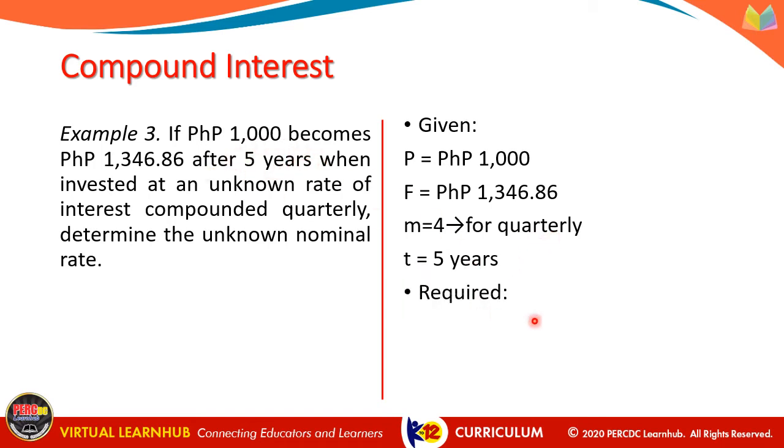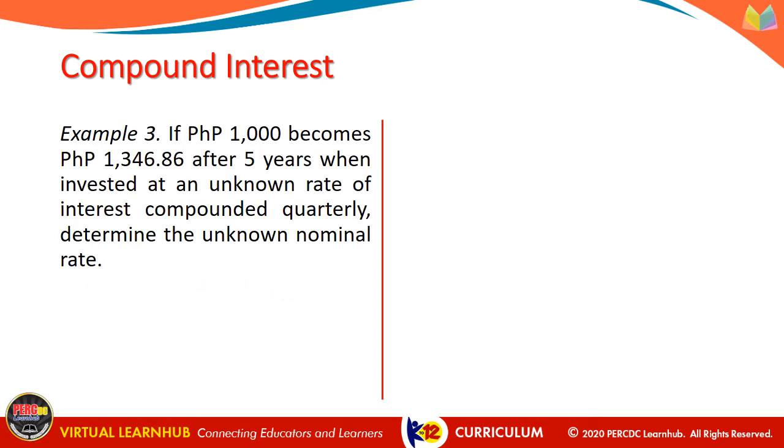Okay? In this problem, we are asked to solve for the nominal rate R. Determine the unknown nominal rate. For our solution, we should first compute the total number of interest periods N, which is equal to M times T. Substituting 4 for M and 5 for T, we get 20. The total number of interest periods N is equal to 20.